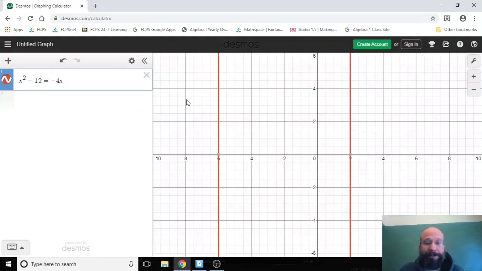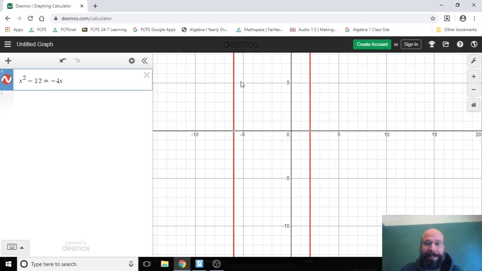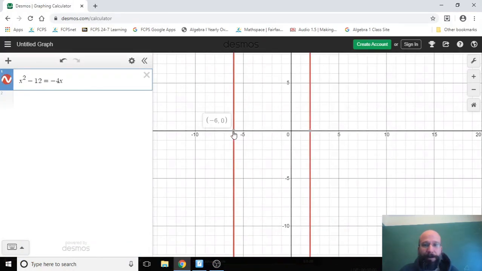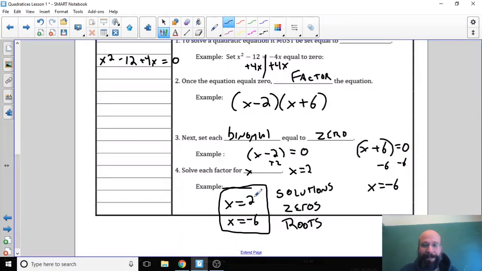So remember, quadratics are called solutions. Roots are zeros. And you remember what a 0 is. It's where the line crosses your x-axis. So this line that we put in crosses. I'm going to make it go away by hitting this. See, this is that line. It crosses at negative 6 and it crosses at 2. So if I go back to my work, my answers that I got are 2 and negative 6.